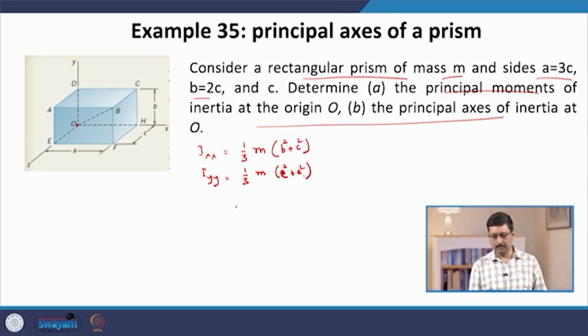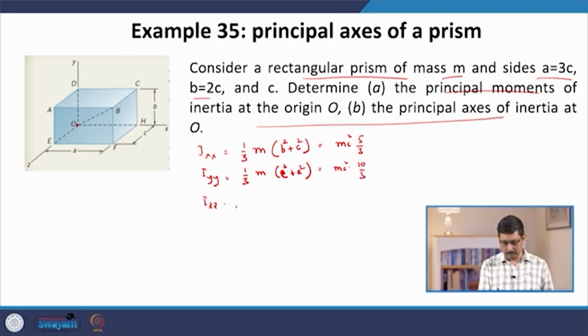Now, b is equal to 2c, so we can take mc square outside and this will be 5 by 3. And for Iyy, similarly a is equal to 3c, so this will be mc square times 10 by 3. And Izz was 1 by 3 m (a square plus b square), so this will be m c square times 9 plus 4, 13 by 3.